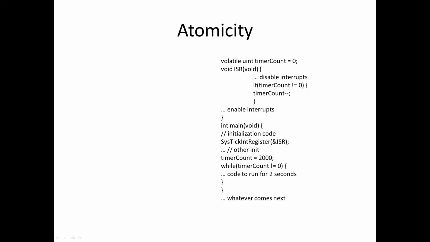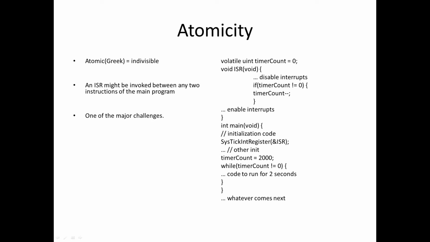Atomicity. An interrupt service routine can be invoked between any two instructions of the main program. One of the major challenges for embedded software designers is that reasoning about the possible interleavings of instructions can be extremely difficult. For example, the ISR and the main program can interact through a shared variable, like for the example in the code shown on the screen, where the shared variable is called timer count.